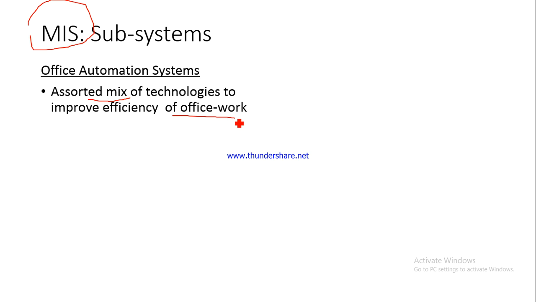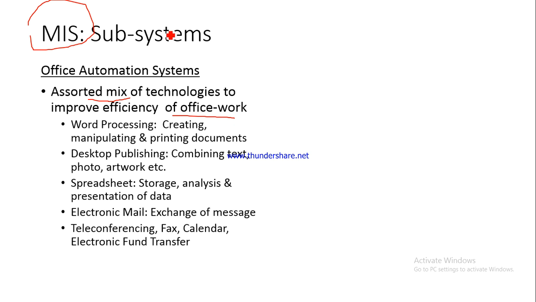So they improve the efficiency of the office work. We'll understand how. For example, these are the kind of technologies which are there. Word processing technology. Earlier, if you had to draft a letter 50 years ago, what would you have done? You would have typed it on a piece of paper, and then if somebody found a mistake in that, you would have typed it again.